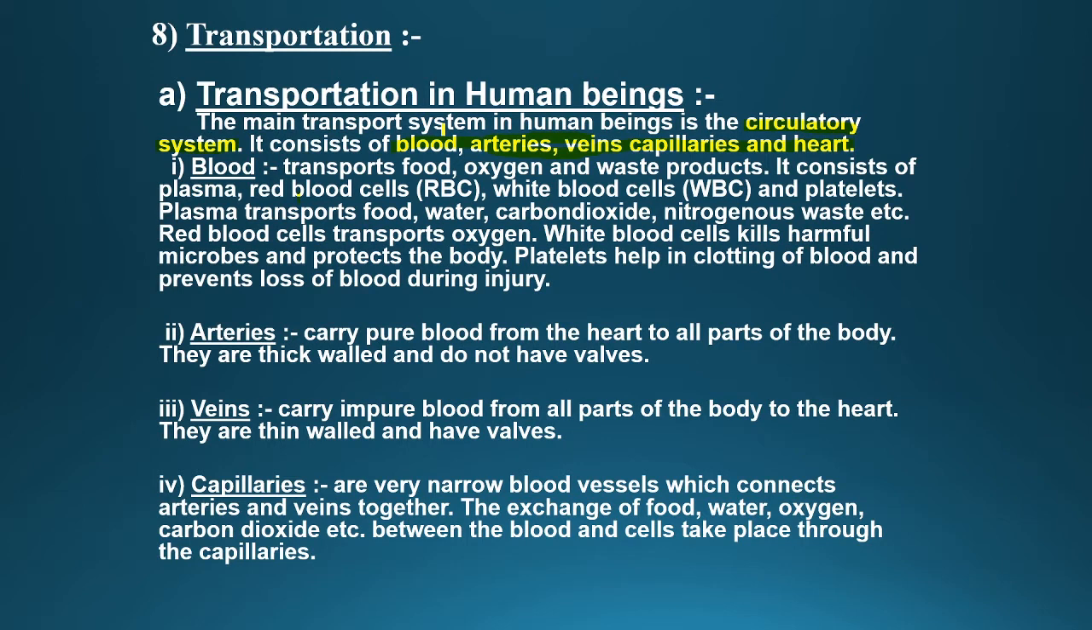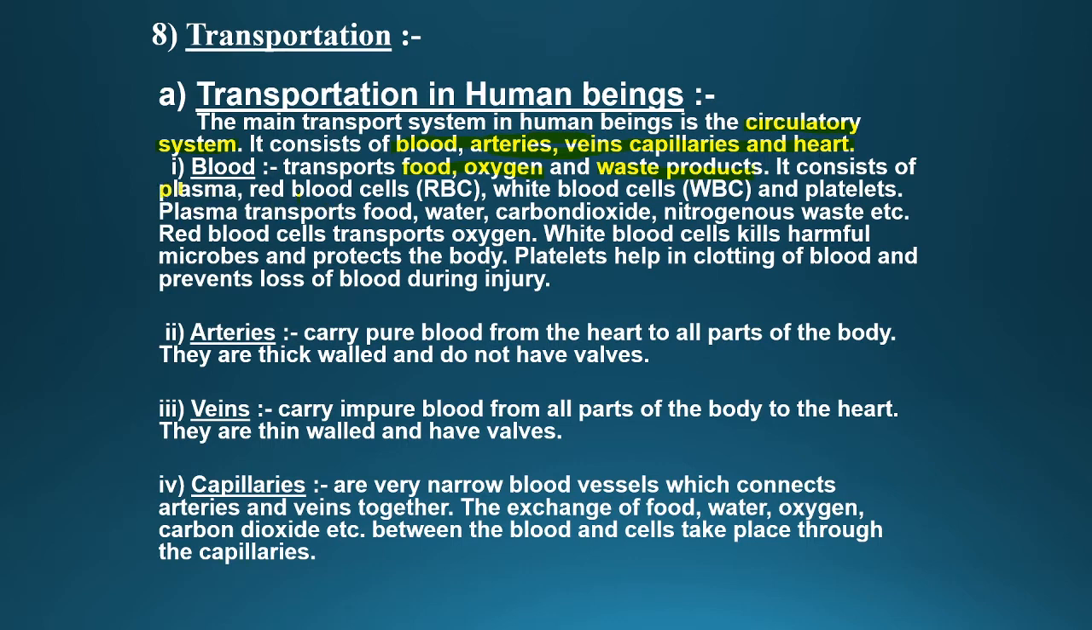It transports the food that we eat, and the oxygen when we inhale through the respiratory system. The oxygen flows with the blood to all parts of the body, and after giving oxygen, it takes back the waste products of each cell. So that includes the waste products.